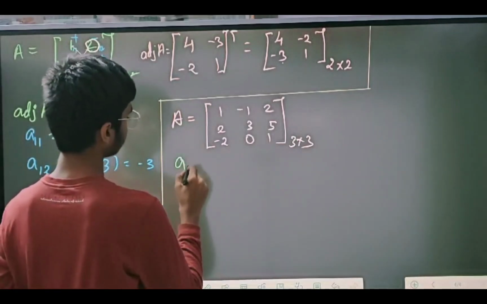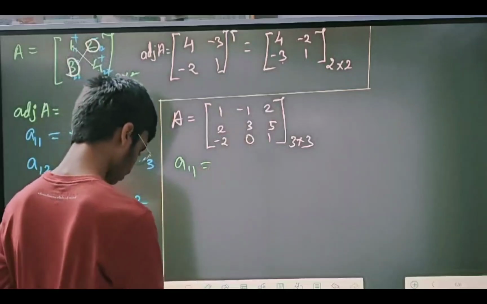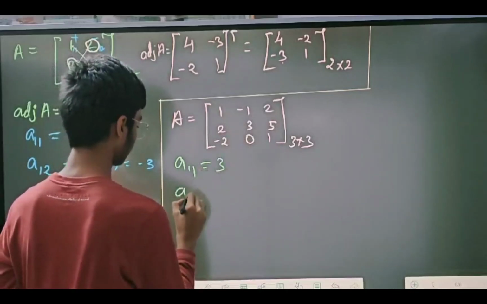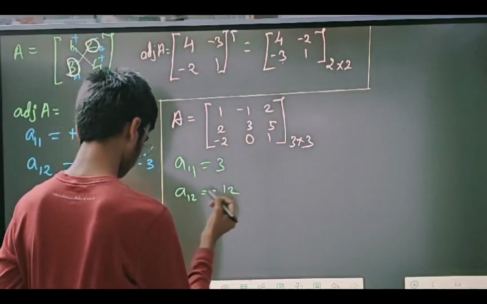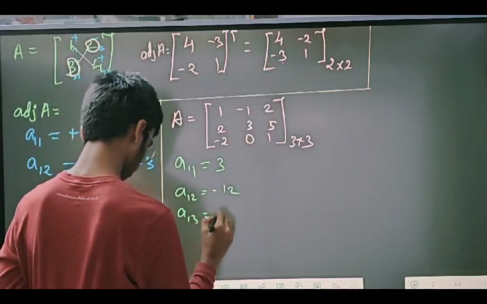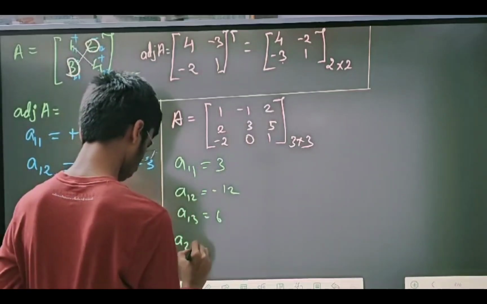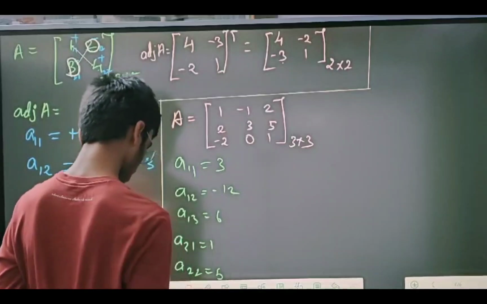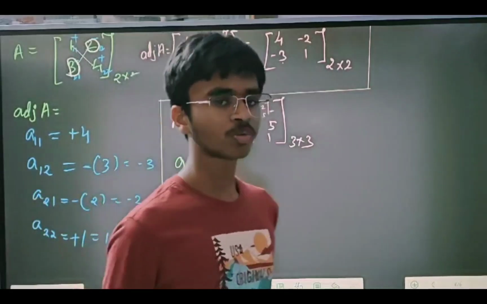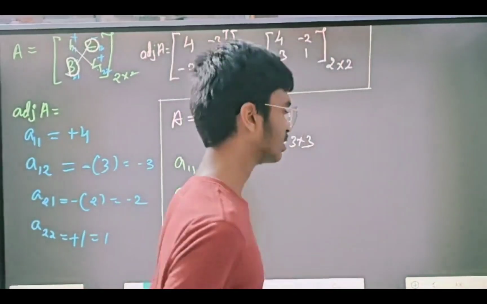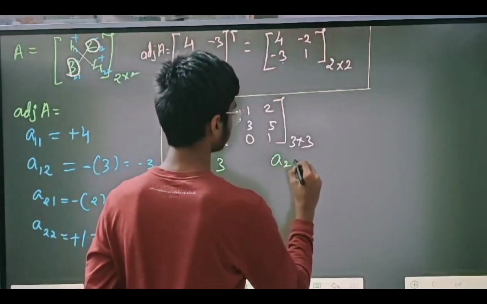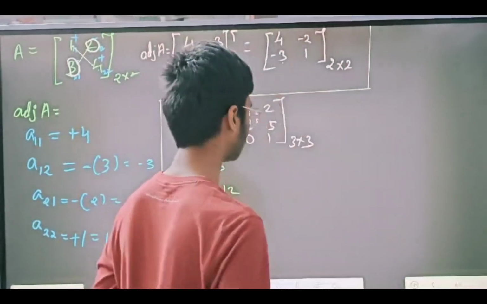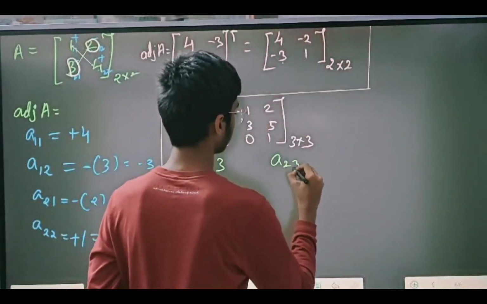Okay, so A11 I've already put here, so I'm going to just copy it. A12 is minus 12. A13 is going to be 6. A21 is going to be 1. A22 is going to be 5. Okay, just only one I'm going to do and show, other than that, it's all easy, right? So A23 alone I'm going to do and show.